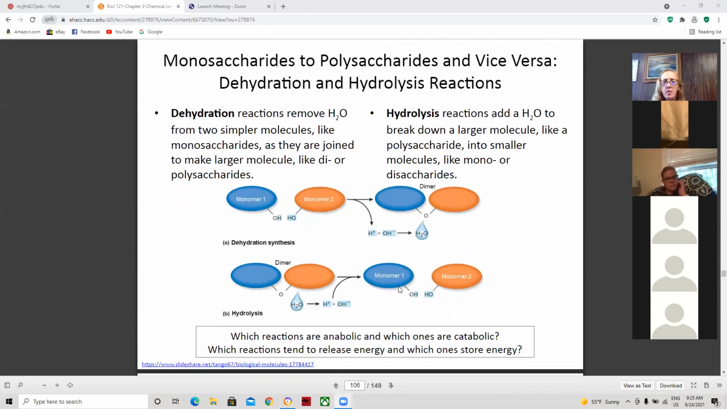So we've talked about this for a little while along the way, but dehydration reactions remove water from 2 monomers, like monosaccharides, and they're joined to make a larger molecule by removing the water. Hydrolysis reactions add water. If you think lysis is to break things up, hydro is water.